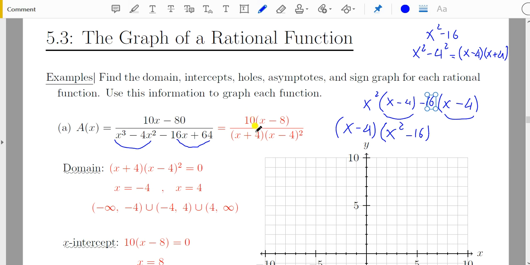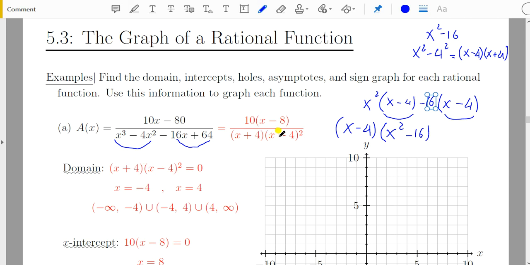Now, once we get the factored form, it's easy to find the domain. Remember, the domain of a rational function is all real numbers except the points that make the denominator become 0. So I take the denominator here and set it equal to 0. Once we set that equal to 0, we solve for the values of x that make it 0, and then we exclude those values from the domain.